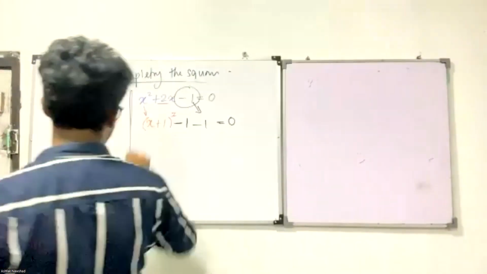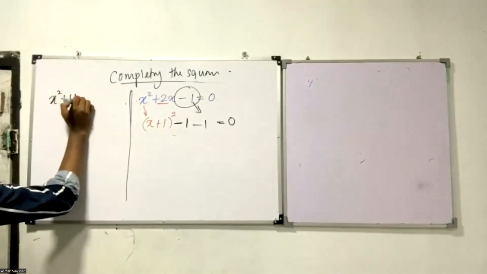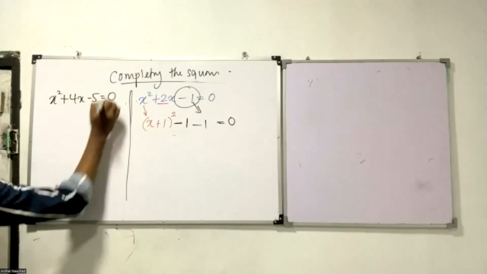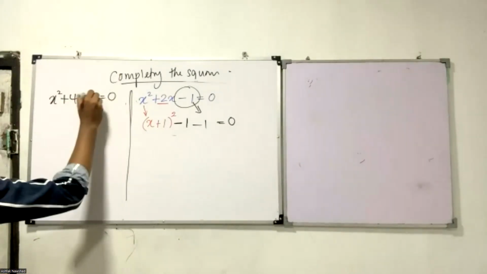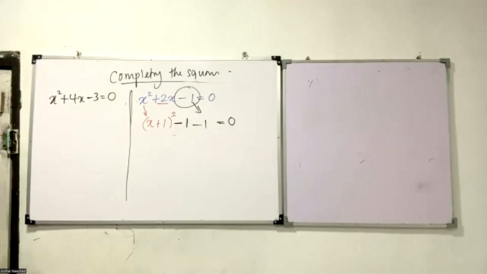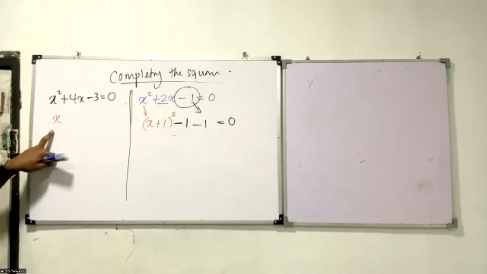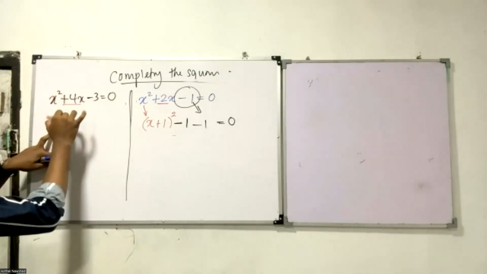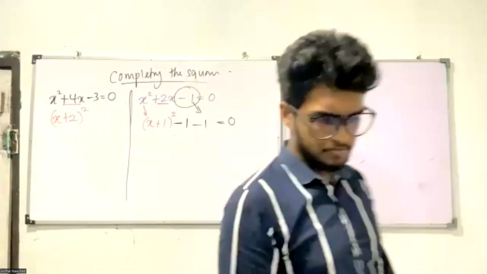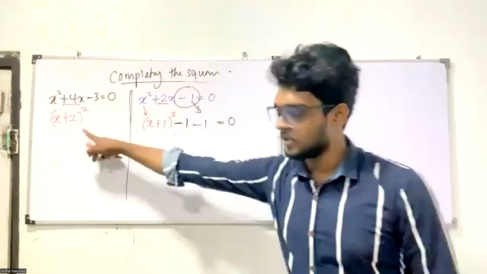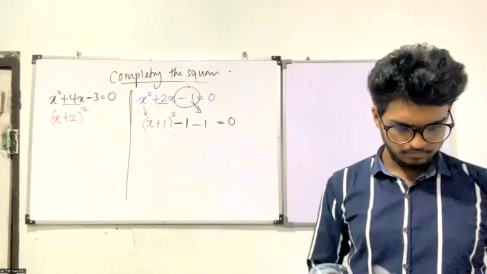I'll do another example in parallel for you to understand. See, x square plus 4x minus 5. Let's see if you understand. See, 5x square plus 4x minus 3. We write x, and we half this, it's 2, and we close the bracket. Is this understood? Is this part understood? Yes? Good.